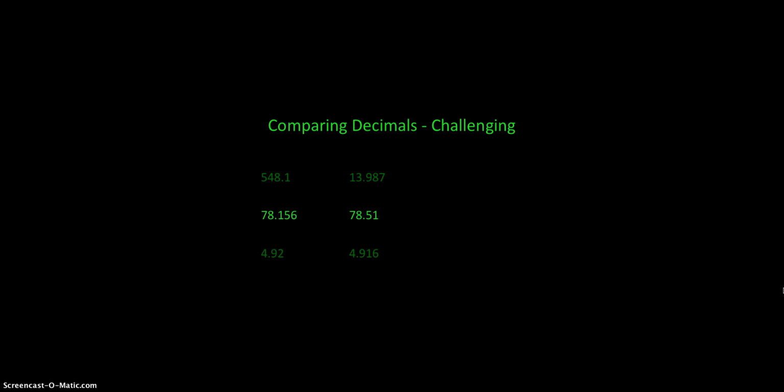Okay, in this case, if I take a look at the second problem, I have 78 and 156 thousandths, and I'm comparing that to 78 and 51 hundredths. I'm going to go ahead and annex a zero, so now I'm comparing thousandths to thousandths. 78 and 156 thousandths, or 78 and 510 thousandths. The first is less than the second in this case.